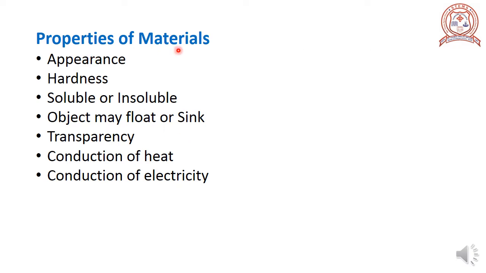Properties of materials. First of all, what do you mean by material? Material is a substance that can be used for making or doing something. For example, cloth. We know cloth is a material. It is used for making dresses. Plastic is a material. It is used for making many things.